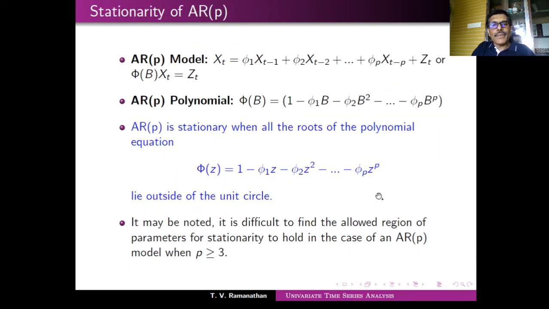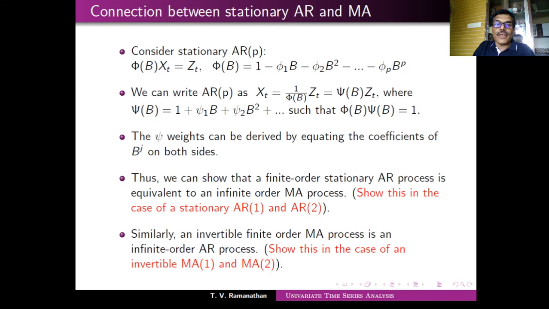Now we'll consider the ARP. So in the case of ARP, you have the pth degree polynomial. This is the ARP model, phi B xt equal to zt. So the ARP polynomial is given by this. So what is the condition? Now I'll just generalize this. The stationarity condition is that the roots of this equation should lie outside the unit circle. How many roots are going to be there? There will be p roots. All the p roots, the absolute of that should lie outside the unit circle. It may be noted that it is difficult to find the allowed region of parameters for p greater than or equal to 3. We have seen in the case of 2 itself it was difficult.